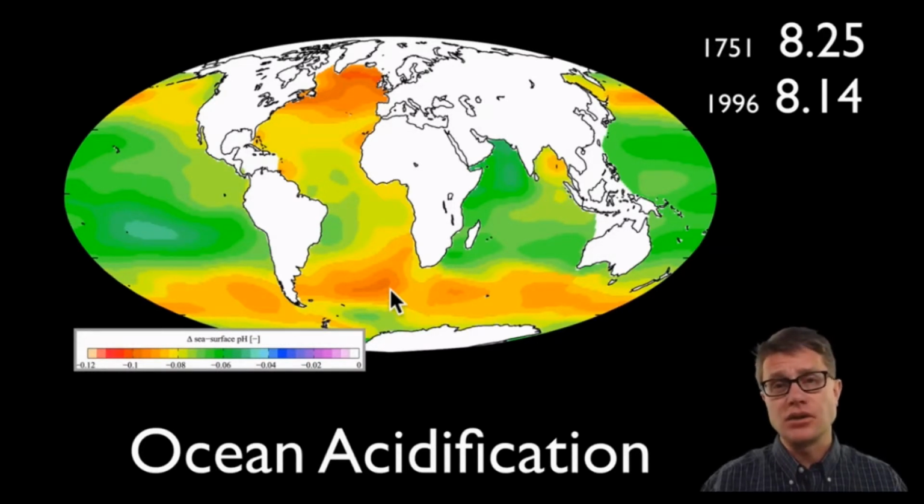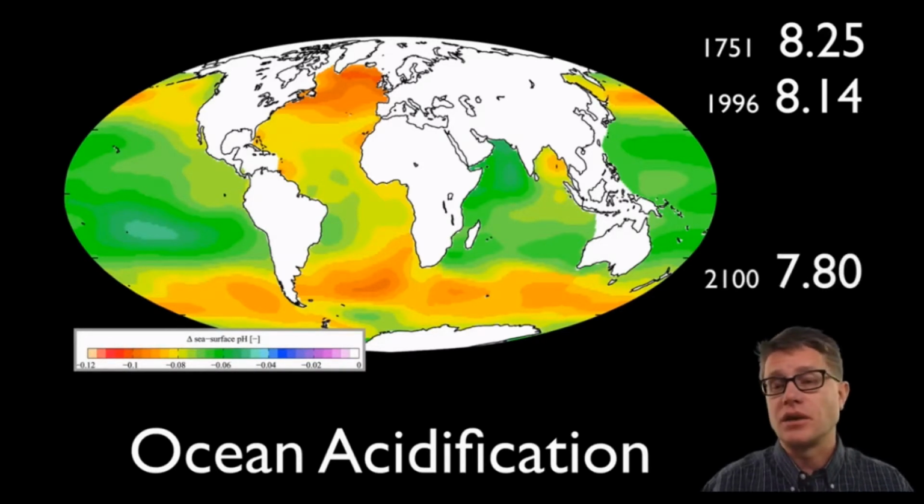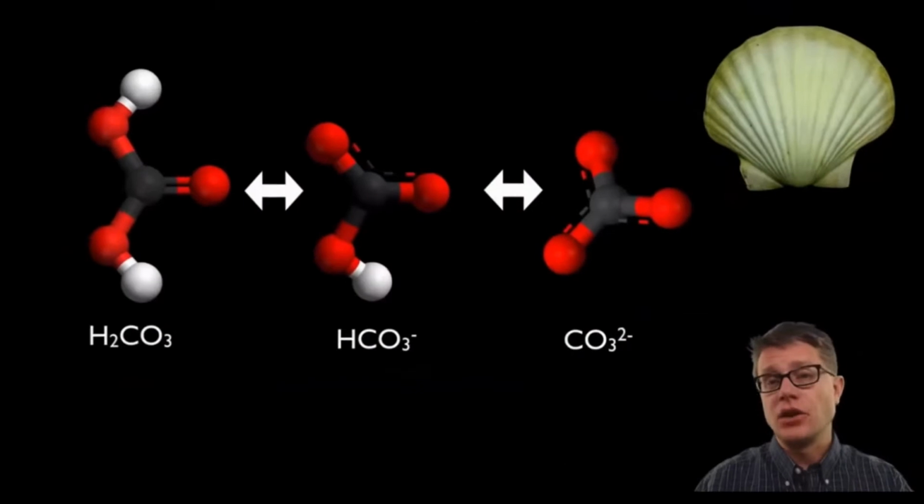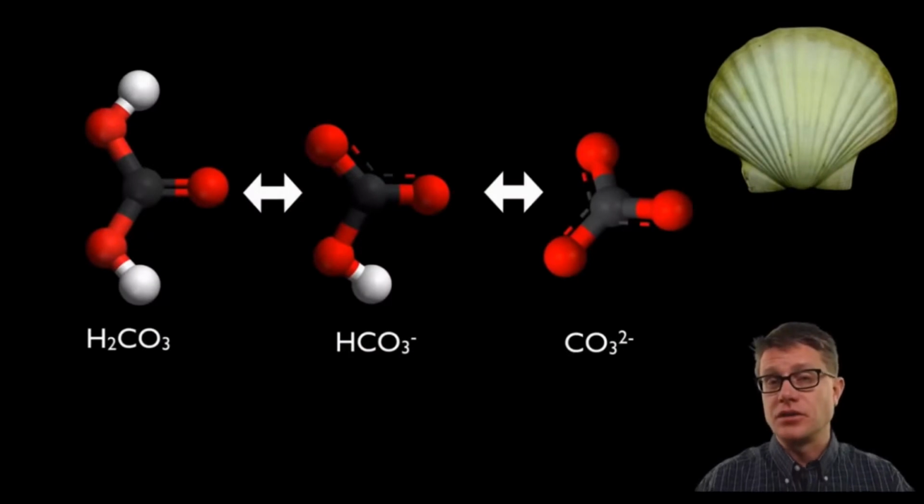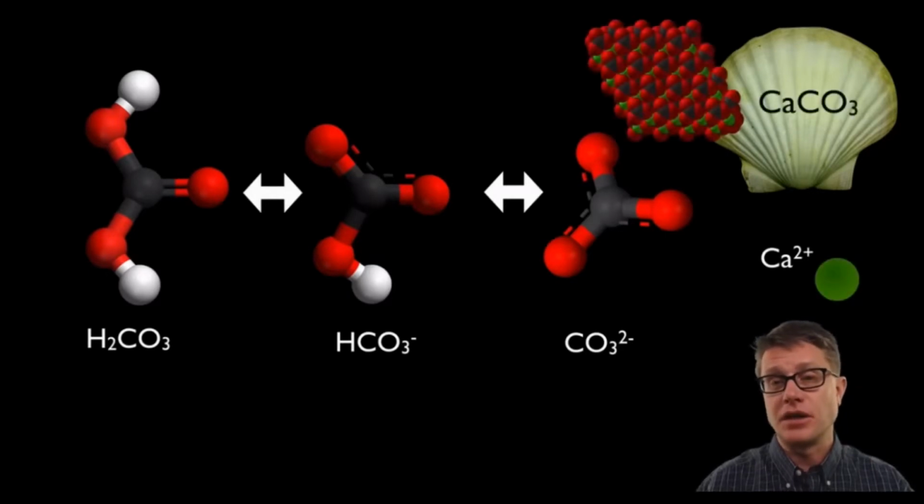What's it going to look like in the future? Well, as we play those models out into the future, by 2100, it could be as low as 7.80. Now, this low pH is going to devastate ecosystems for a different reason. This last carbon compound of the 3 is carbonate. That combines with calcium to form calcium carbonate. That's what the shell is made up of. That's what the bulk of a coral reef is made up of.